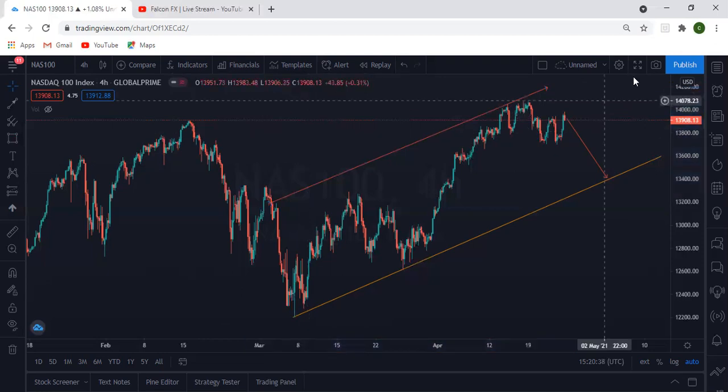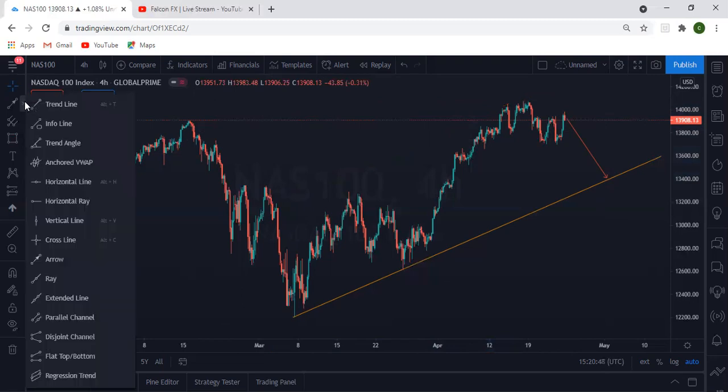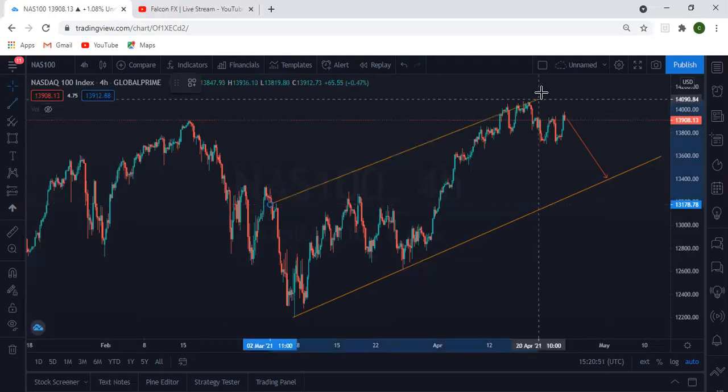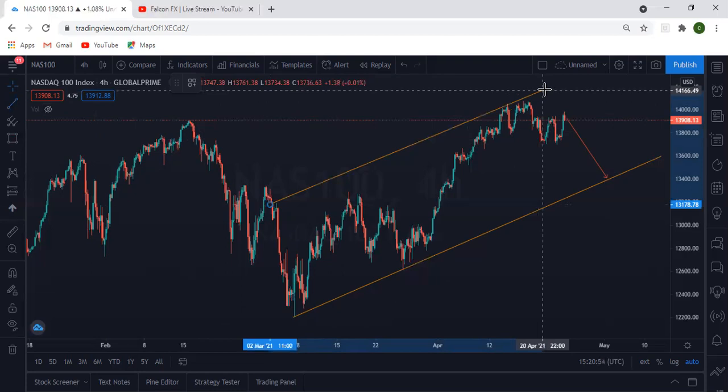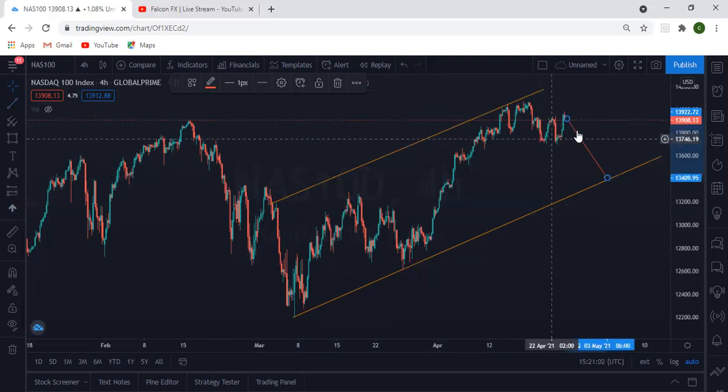Okay, we have a pointer, and then let's just remove this pointer. Let's just remove this arrow and take our trend line. So we have a channel which is resisting around about here. From here, I see the market coming to this lower trend line, and then I'm seeing a push to the upside. So this is what I see on Nasdaq.